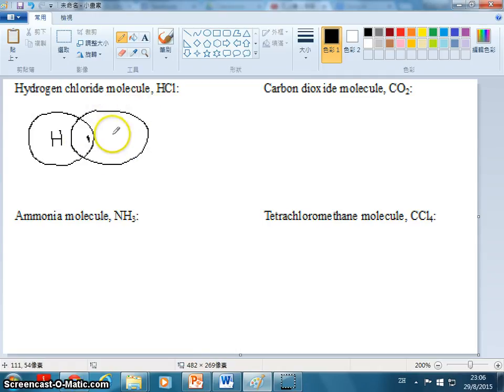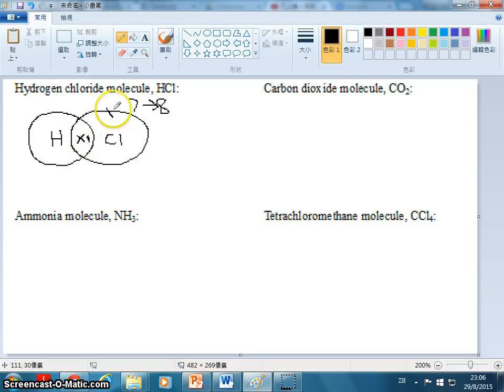So for chlorine, it has 7 electrons. So that's why it needs one more to become octet. So that's why we draw one electron in the middle. That is how a covalent bond is formed.